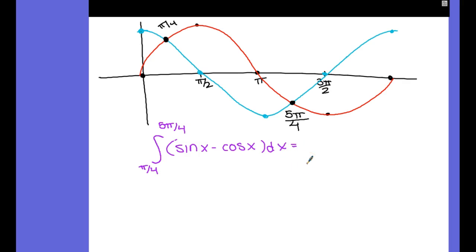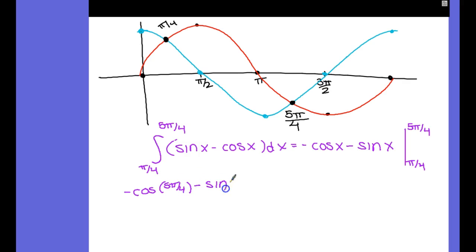Okay. Antiderivative of sine is negative cosine. Antiderivative of negative cosine is sine. Evaluating from 5π/4, we have negative cosine 5π/4 minus the sine of 5π/4.